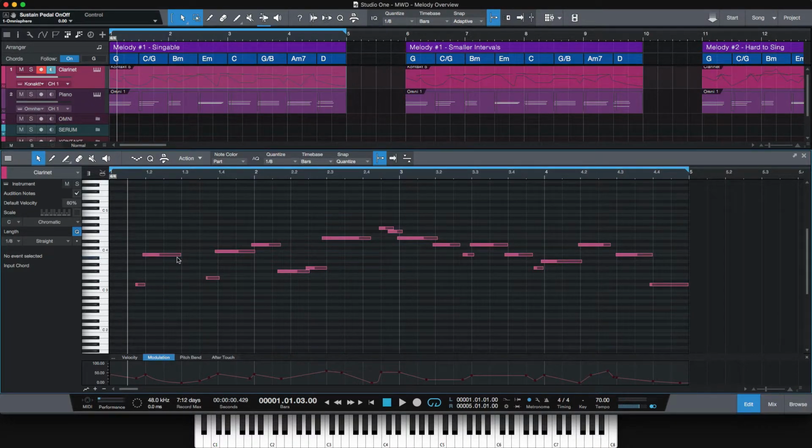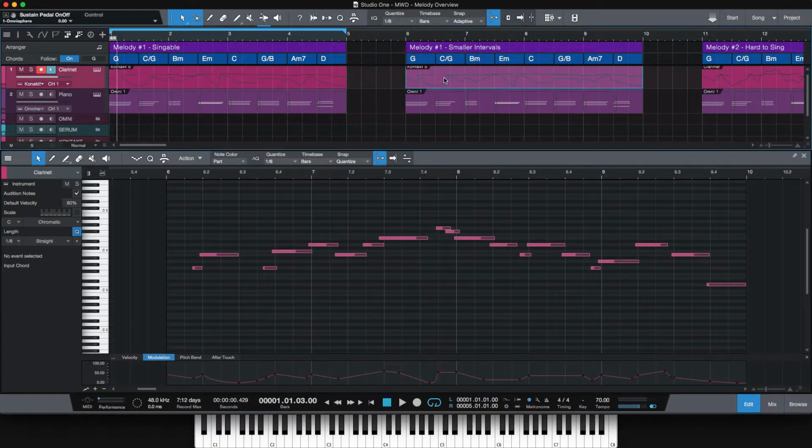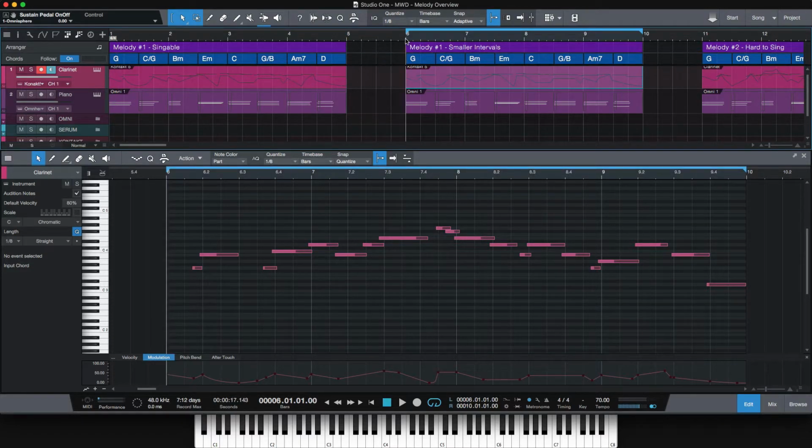But it may be that I want it to be even more singable or easily singable. So what we could do is make the intervals smaller. So here's a version of the same melody, very slightly changed, to have just small intervals now, except for the very last one. So let's listen to that.